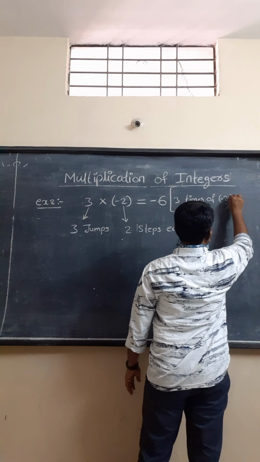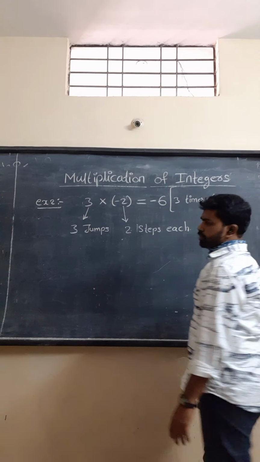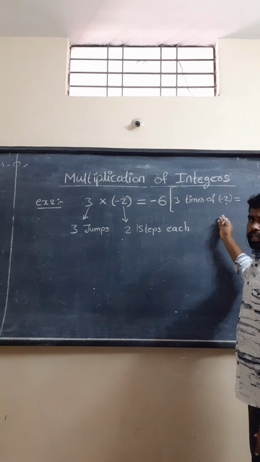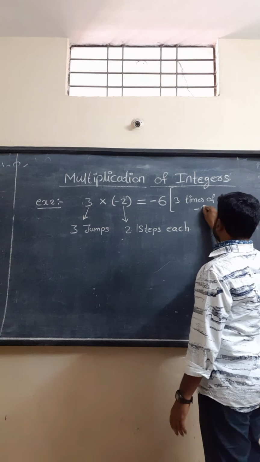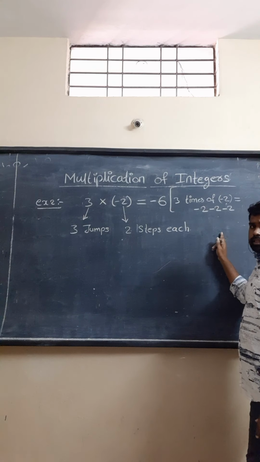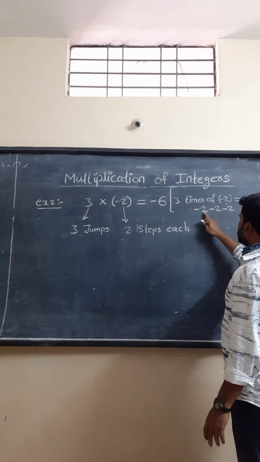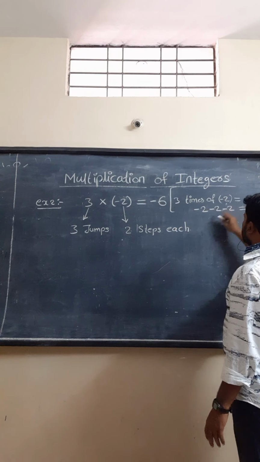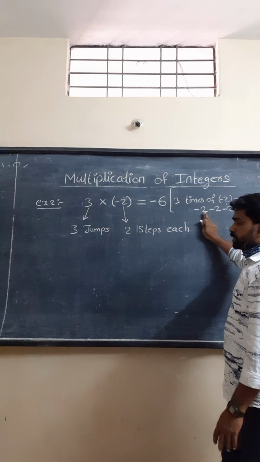3 times minus 2 means we need to write minus 2 three times. That means minus 2, minus 2, minus 2. Yes or no? Is it right or wrong? How many times have I written? 3 times I have written. Now see, add all these numbers.